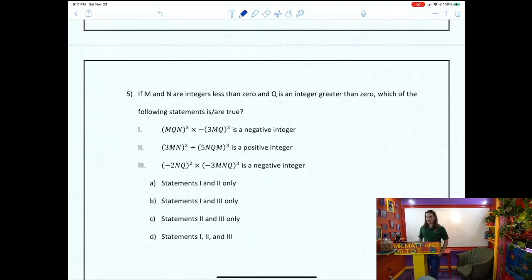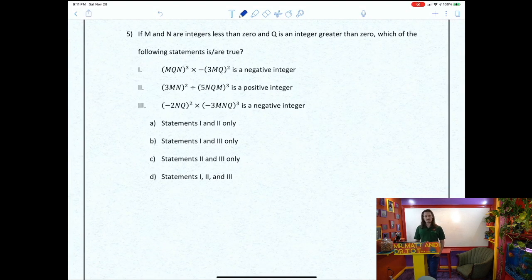Question number 5 asks, if m and n are integers less than 0 and q is an integer greater than 0, which of the following statements is or are true? Statement 1, the quantity m times q times n, quantity cubed, times negative 1 times the quantity 3 times m times q, quantity squared, is a negative integer.